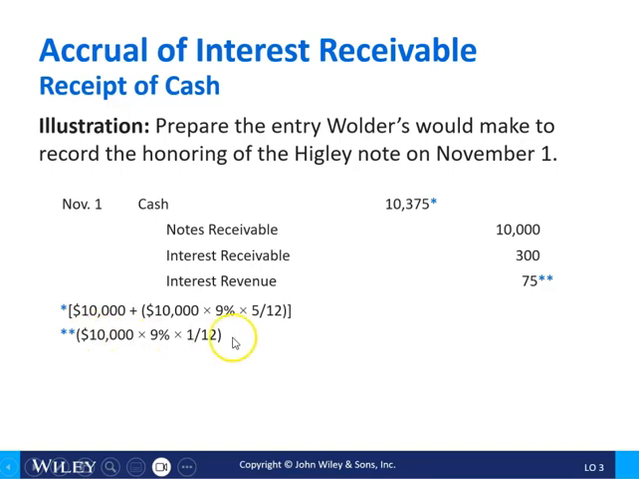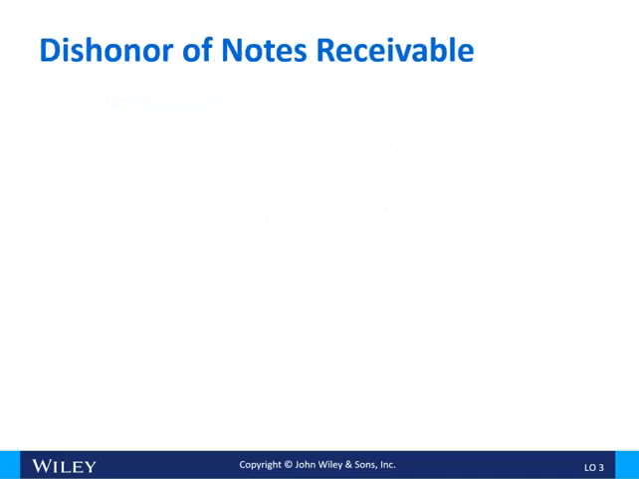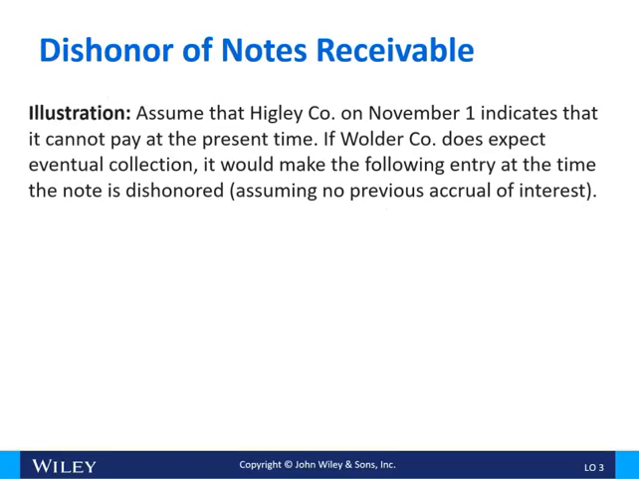So this is how we got the $75: the $10,000 face value times 9% times 1 month out of 12. That's the $75. If Higley on November 1st indicates that it cannot pay at the present time, they're going to dishonor the note. We expect that eventually we're going to be able to collect it, just not on November 1st.